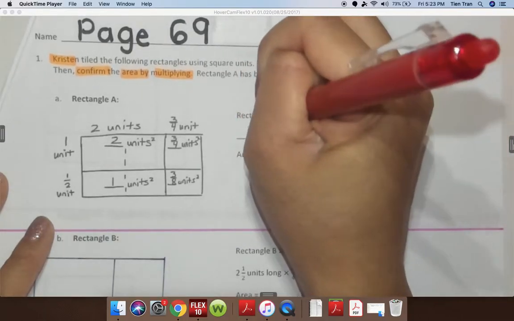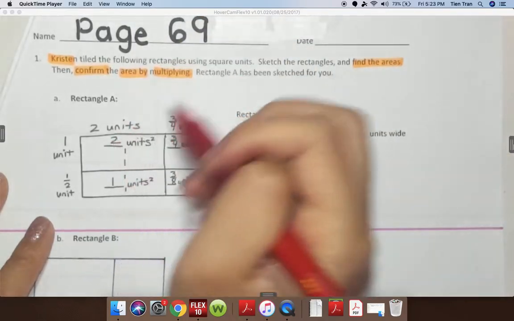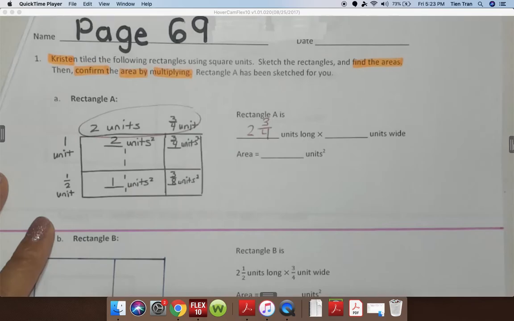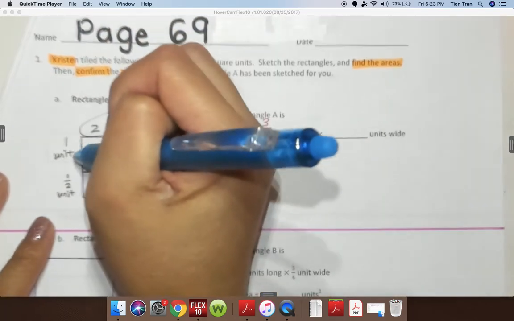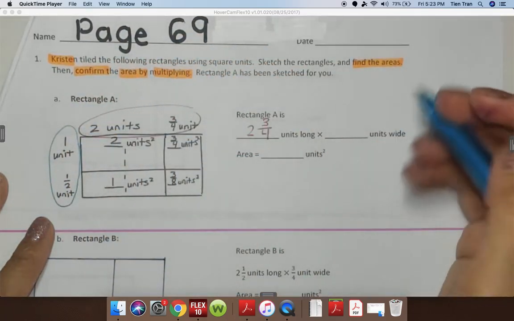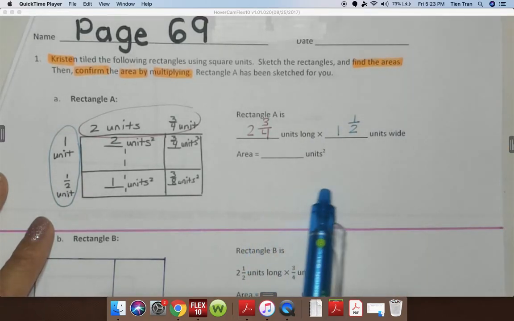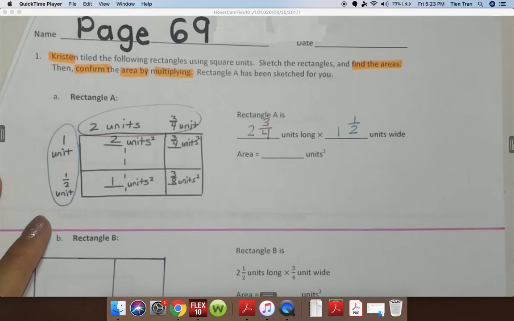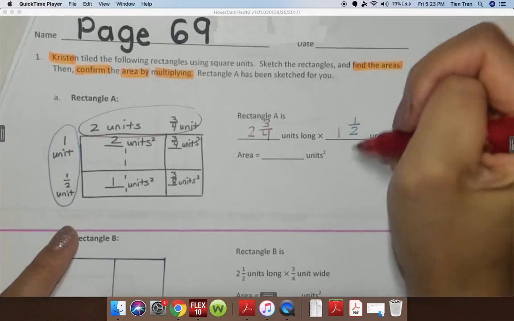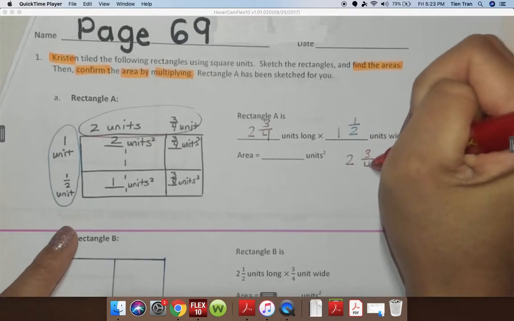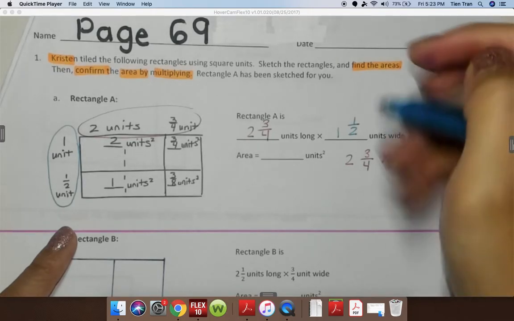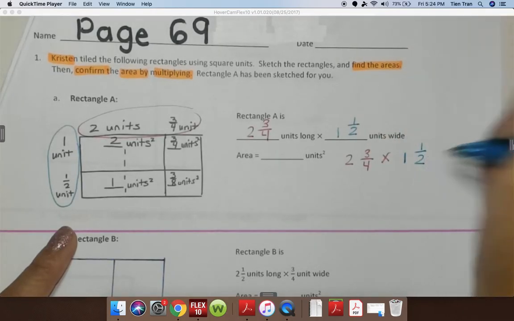be 2 and 3/4. This is my length right here. And then my width is going to be 1 and 1/2. Okay? And I'm going to show you my work right here so that you can see it. So I'm multiplying 2 and 3/4 times 1 and 1/2.